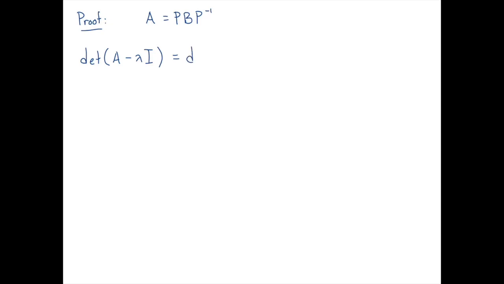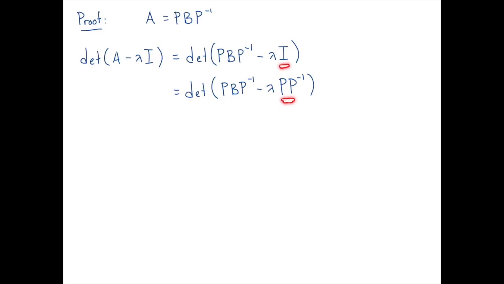Now we can take the matrix A and replace it with P times B times P inverse, because we're assuming that they're similar to each other. And now we can do another bit of algebraic tomfoolery, and replace this identity matrix by P times P inverse. Hopefully it's clear that this is just the same as the identity, and P times B times P inverse is just the same as A. Why did we do this?